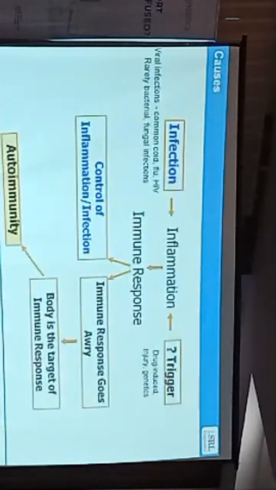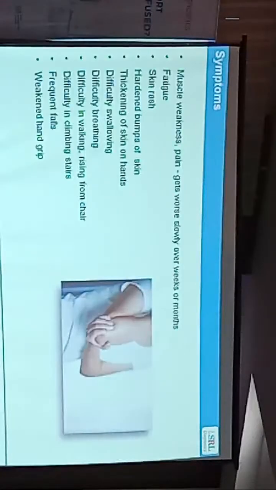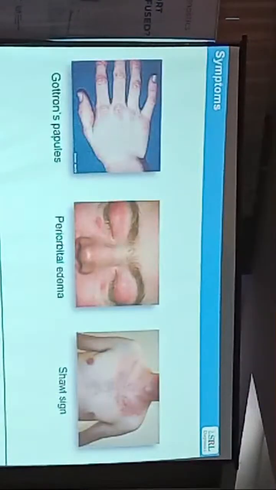So these myositis autoantibodies have increased utility both as diagnostic and as prognostic biomarkers, and they help in the classification. So infection or any trigger causes an inflammation, and the inflammatory response goes haywire. Then the body is the target rather than the extraneous antigen. Typical Gottron's papules, periorbital edema, and Shawl sign are seen in myositis.